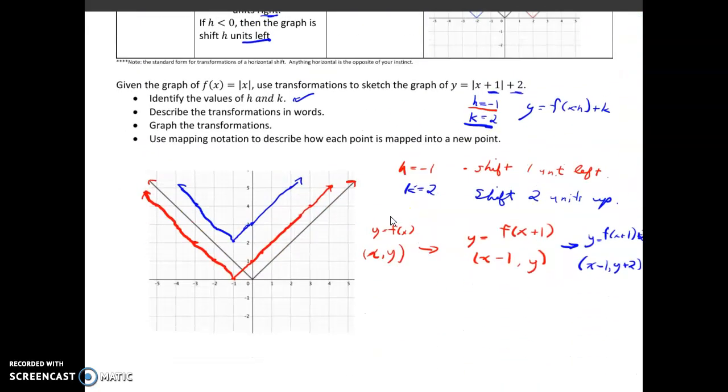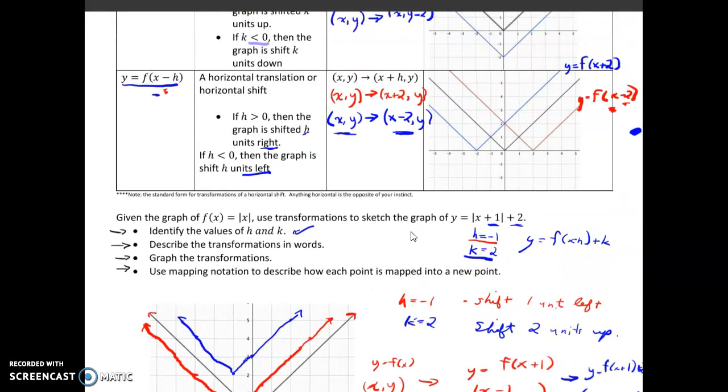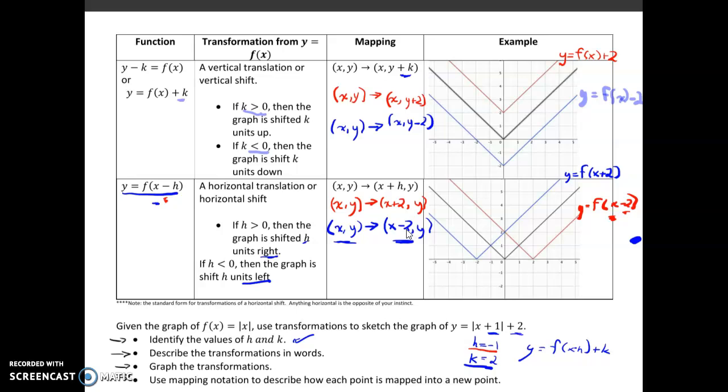Things that I would like you to focus on are determining the values of h and k, describing the transformations in words, graphing the transformation, and getting used to this really weird mapping notation. I think where most of us will have a hard time is h. So let's really flesh that out in class.